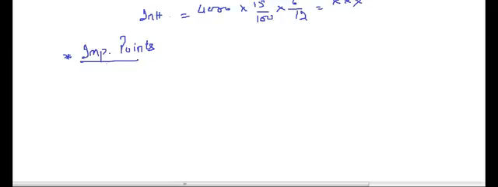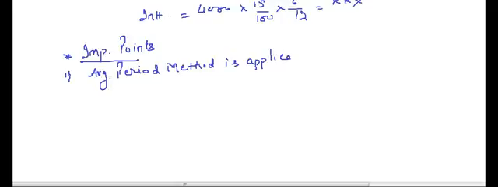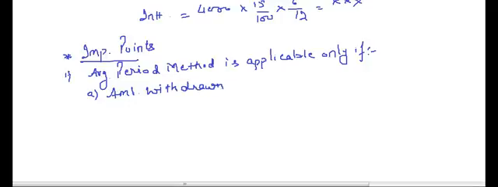Now this average period method is applicable only if, first, the amount withdrawn is fixed. Like in the example, I told you that he is withdrawing 1,000 every month, right?